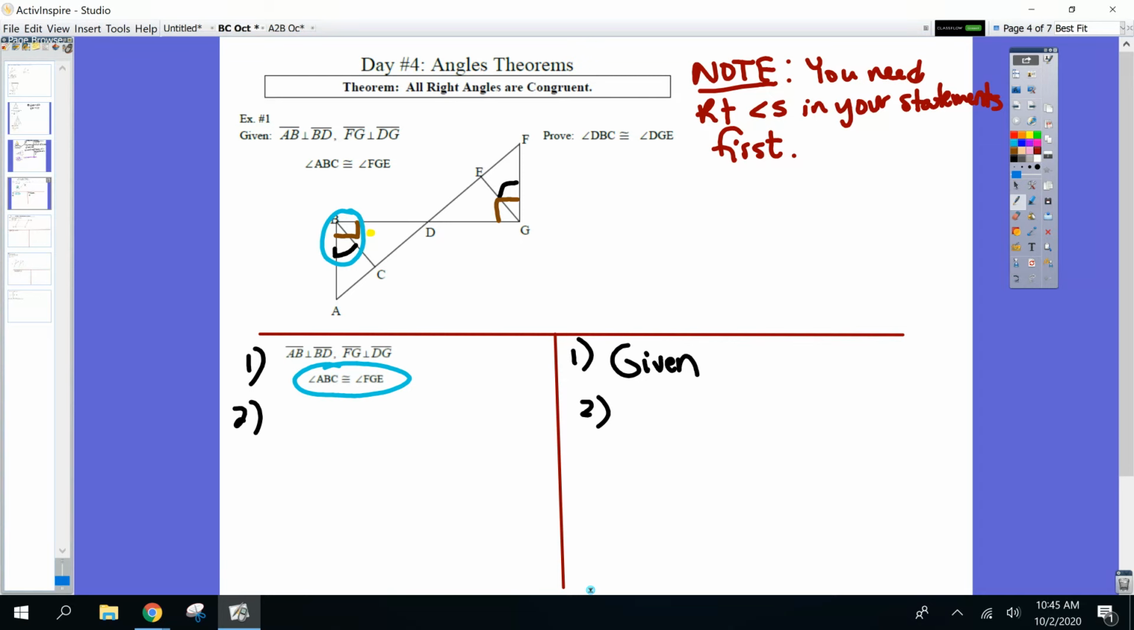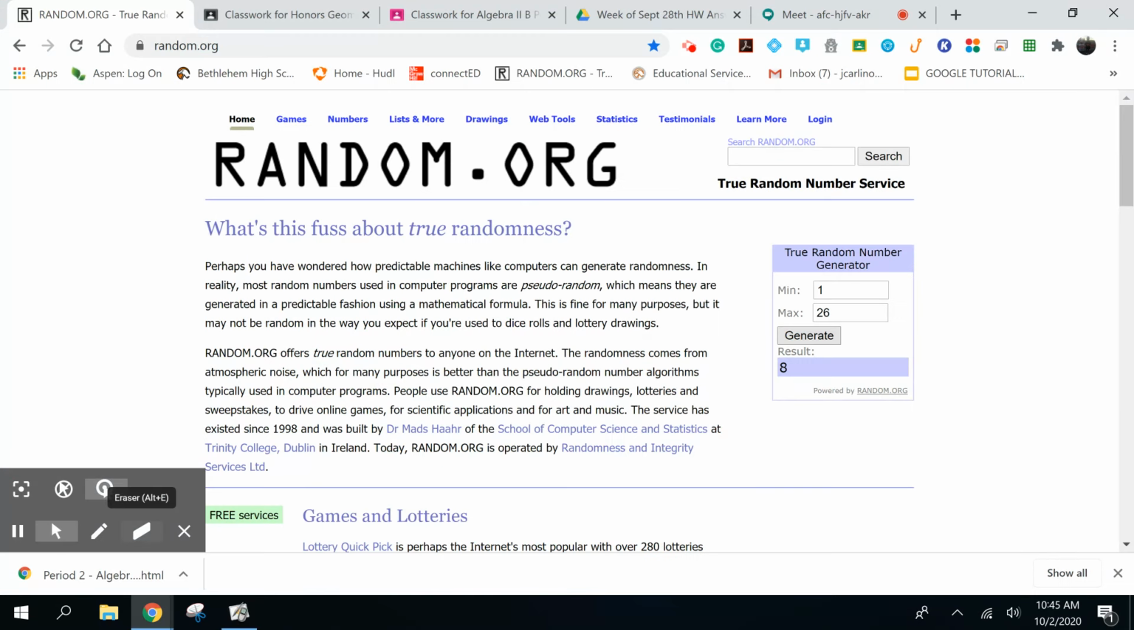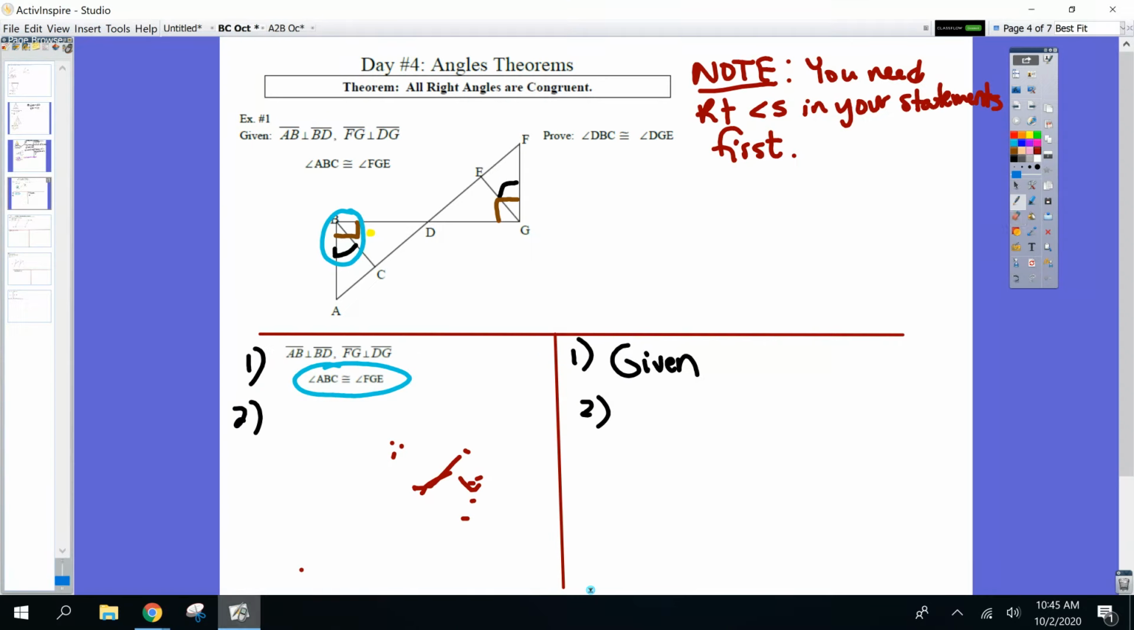It doesn't matter that you put them on the diagram. It's got to go right here. Doesn't matter it's in your diagram. You need to tell me in your statements, this is a right angle and this is a right angle. First thing, name one of the right angles again for me. Quincy, let's go. What's one of the right angles?